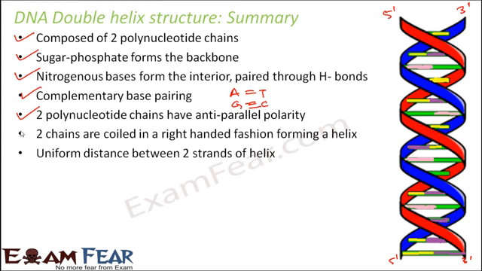Uniform distance exists between the two strands of helix, and what ensures that there is uniform distance between the two strands of helix? It is ensured by the fact that the interior structure is formed by the nitrogenous bases pairing, and the pairing always happens between one purine and one pyrimidine. So the size of a purine or a pyrimidine always remains the same throughout, and therefore the distance between the two strands also remains the same. So the fact that the bonding always happens between one purine and one pyrimidine ensures that the distance between the two strands of the helix is always uniform.